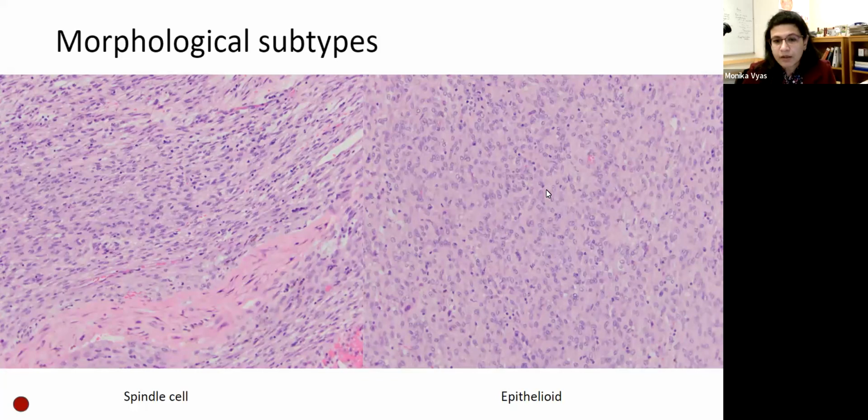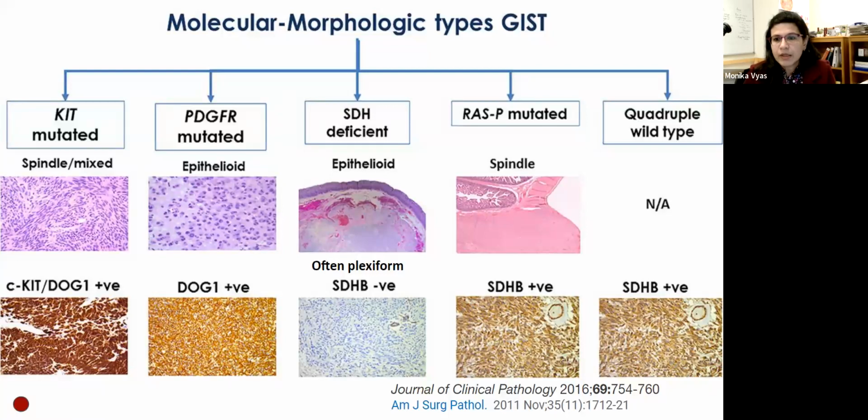And they can also have a very myxoid background. So whenever you see a myxoid background in a more mesenchymal or epithelioid looking tumor, always think about a gastrointestinal stromal tumor. And then the morphology of GIST has a very good correlation with underlying mutations. So majority of gastrointestinal stromal tumors are associated with mutations in the KIT gene. And about 70% of GIST have KIT mutations, and they most commonly demonstrate a spindled or a mixed spindle and epithelioid morphology.